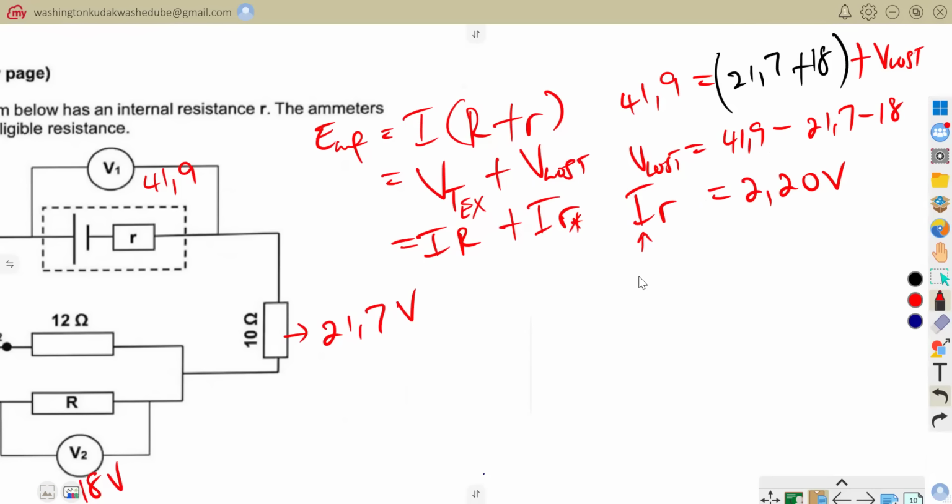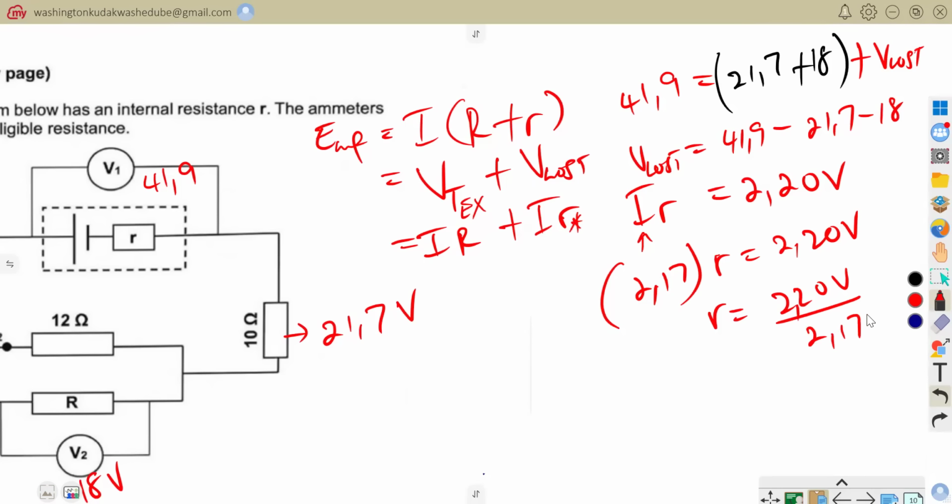Now I know that this is also equal to IR. Now I know the total current, which is 2.17. That is the total current that is flowing within my circuit. And then the internal resistance. To find that internal resistance, I'll just divide by 2.17. So this would be equal to 1.01 ohm. That is the internal resistance there.